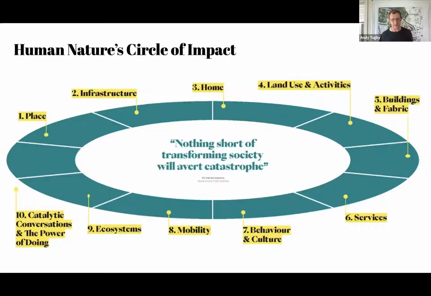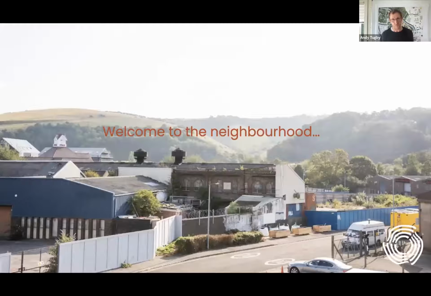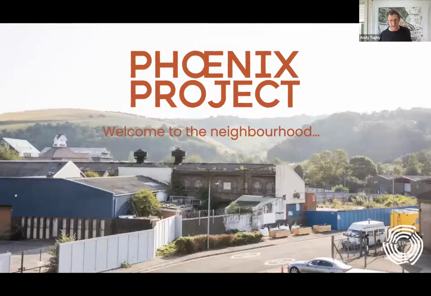And within ecosystems, look at climate change mitigation and adaptation, biodiversity, geoarchitecture, rain gardens, and the number 10 on that list is quite a key one, we think, and it's this idea of catalytic conversations and the power of doing. So community engagement and participation, creating places where people can come and see things in action. So what are we planning to actually do?